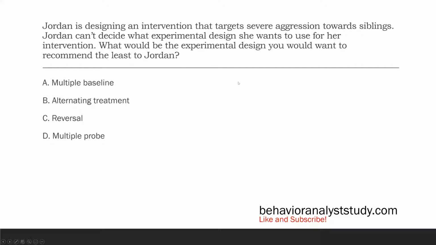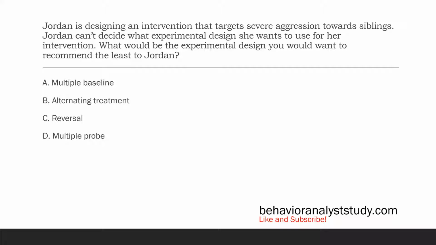Question 1. Jordan's designing an intervention that targets severe aggression towards siblings. Jordan can't decide what experimental design she wants to use for her intervention. What would be the experimental design you would want to recommend the least to Jordan? Experimental design questions. Remember, each different type of experimental design has advantages, has disadvantages, and some are more appropriate than others, depending on the situation.